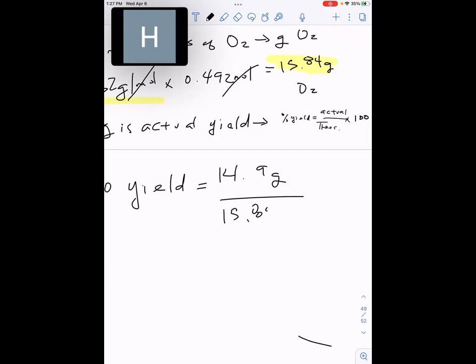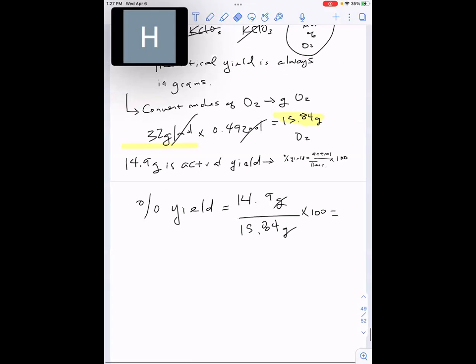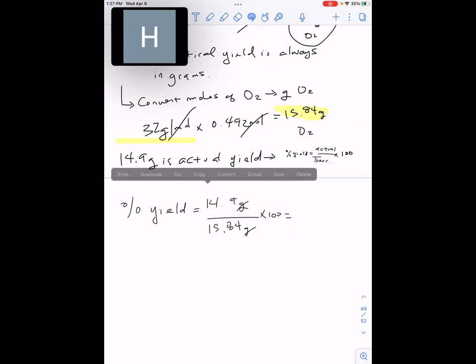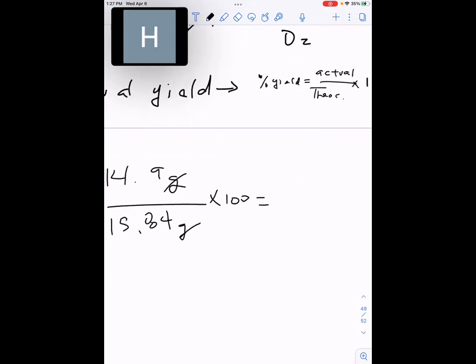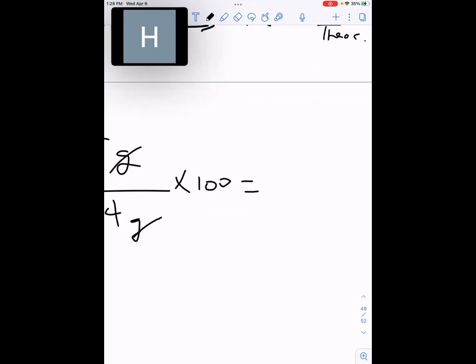So 15.84 grams, and grams are going to cancel, and that'd be times 100. Can we get that calculation real quick, somebody? That's 15.84 on the bottom, right? Yes, 15.84 in the numerator and 14.9 in the denominator. I got a 94.07. So we'll say 94.1%.